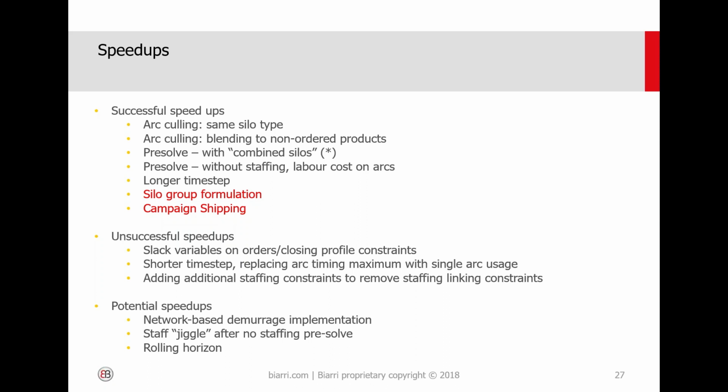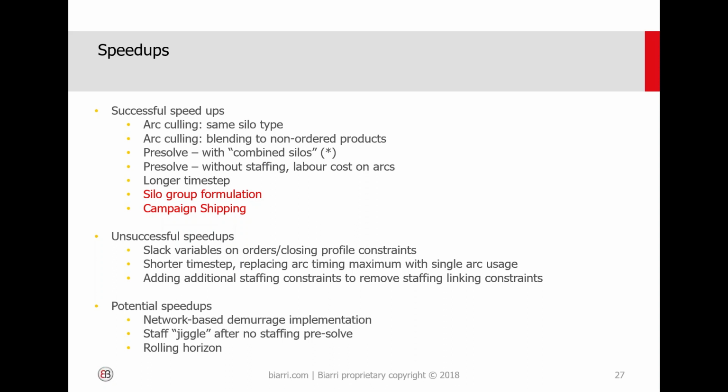And I'm just going to go quickly through them because you get a copy of this deck, but the unsuccessful speed ups were slack variables on orders and closing profile constraints, shorter time steps, replacing arc timing maximum with a single arc usage, and additional staffing constraints to remove staffing linking constraints between the individual members of staff. Those types of things just didn't work. In themselves, they feel more mathematical. They didn't really use deep insights about the problem like the successful speed ups higher up did.